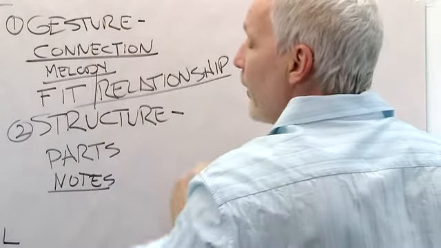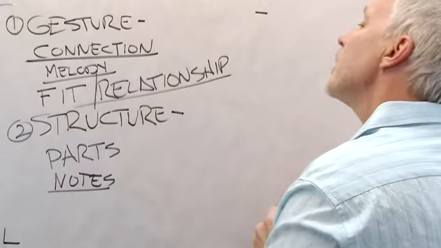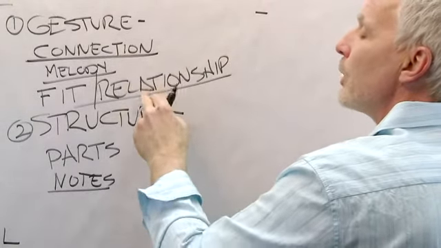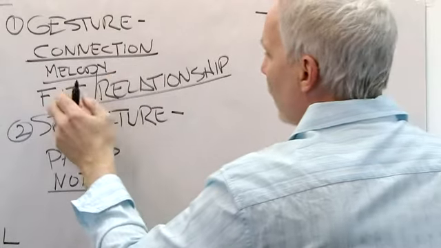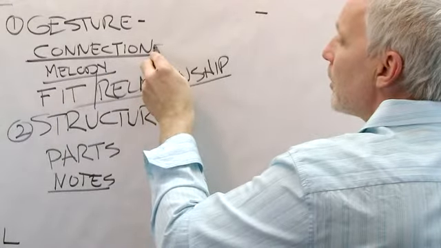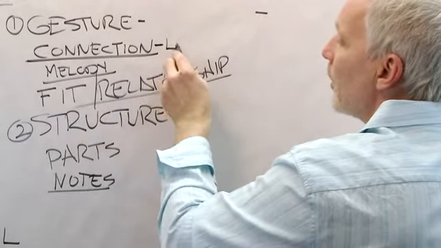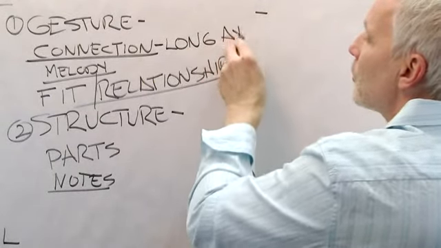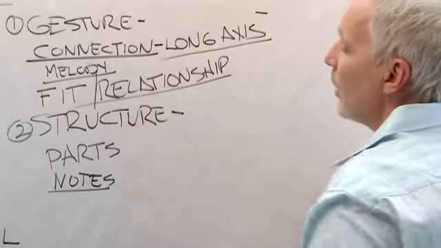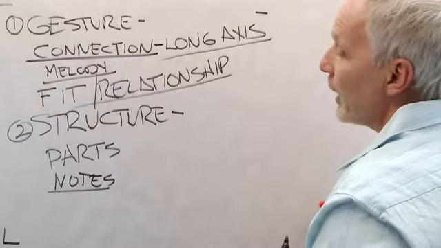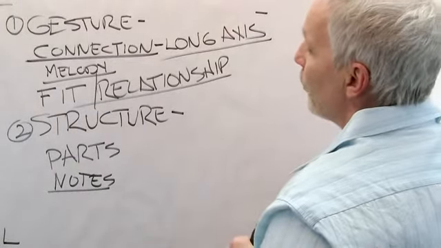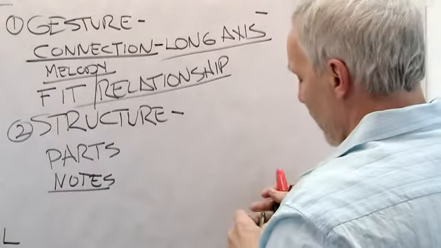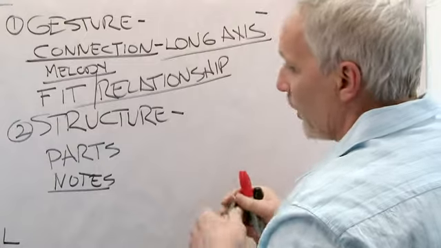Well, let's define this a little more functionally then. Gesture then is the connection between the parts, the relationship between the parts, how those parts fit. Let's call gesture the long axis. Gesture is going to be defined as a long axis. Why? Because we're going to find it's very useful, very helpful for us. Gesture will be the long axis of any form we choose. And this is why we're doing the long axis.